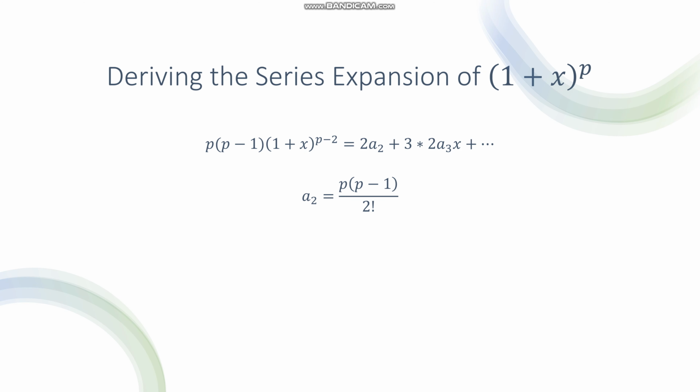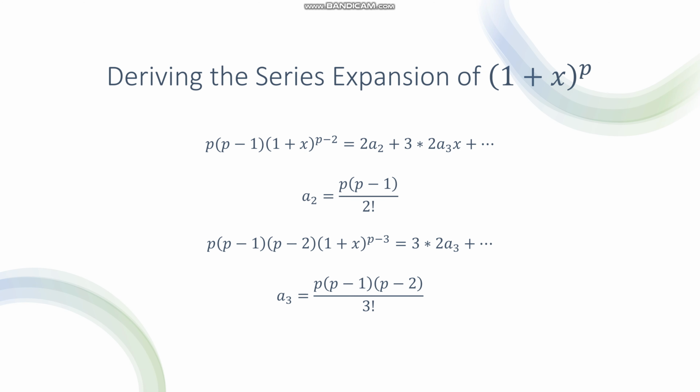So if we do it another time, we can see that this is the case. We have 3 times 2 times 1, which is 3 factorial, times a sub 3, plus and so on. Evaluating it for x equals 0, we have a sub 3 equals p times (p - 1) times (p - 2) divided by 3 factorial.